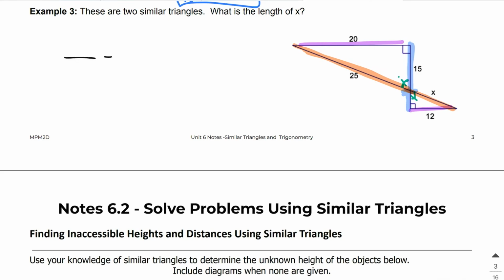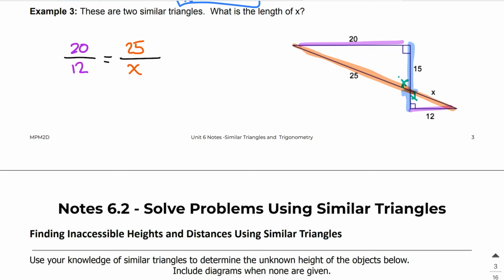So if I were to set up a proportion to figure this out, the ones that I know are the 20 and the 12. Those are a match because I know that those are corresponding sides right here. And I'm trying to figure out this x, which means I need to use 25. 25 would have to go on top because 20 and 25 are in the same triangle. If I put 20 on top here, then I have to put 25 on top here. And then here, the x goes on the bottom. The x and the 12 would also go hand in hand.